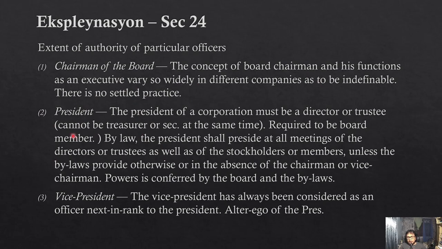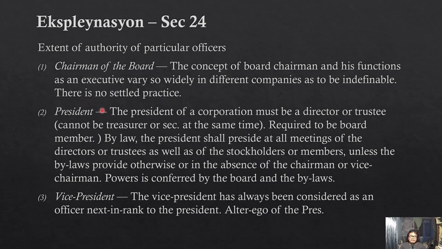Then they can also add a chief executive. Additional officers they can put are chief executive officers. The chief executive officer can also be at the same time the chairman of the board and the president. That's possible. Then there are the chief operating officer, COO, and chief financial officer. Those are the additional officers of the corporation.